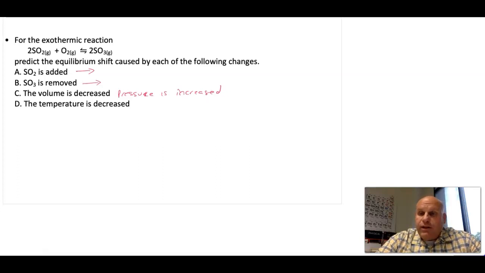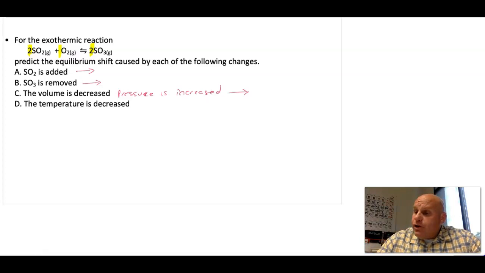So in order to alleviate that additional pressure, the system needs to produce fewer moles of gas. So it's going to shift to the side with fewer moles of gas. As I take a look here, I have 2 plus 1 moles of gas, or 3 moles of gas on the left, and 2 moles of gas on the right. So since I have a pressure increase, it's going to shift to the side with fewer moles of gas. So this is going to shift to the right.